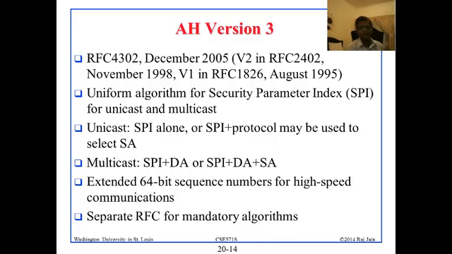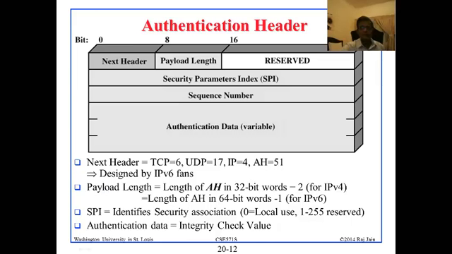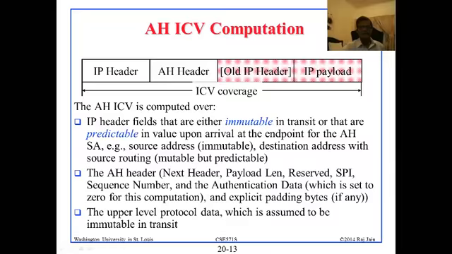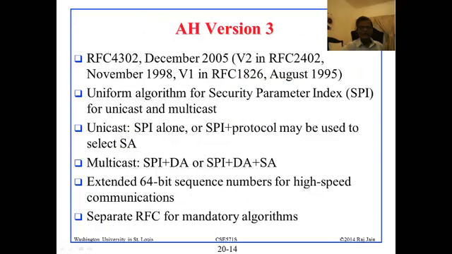Third thing that was done in AH version 3 is that the speeds are becoming too fast for the network, and the 32-bit sequence numbers can cycle too fast. So they started using 64-bit sequence numbers. If you remember, in the old one the sequence number is 32 bits long, 0 to 31. In AH version 3, they have 64-bit sequence numbers.